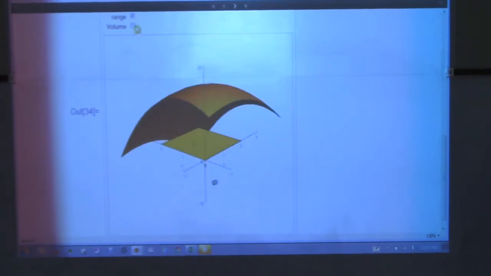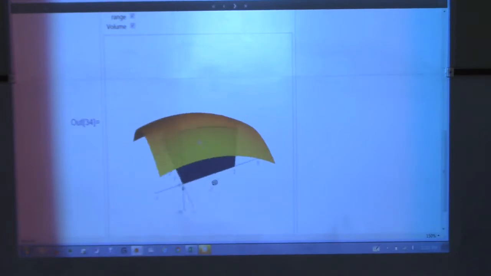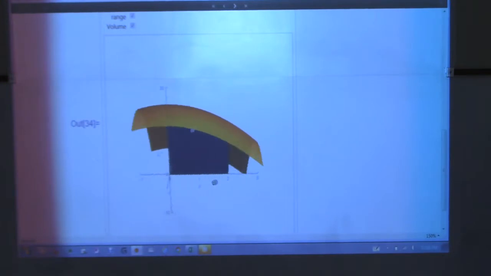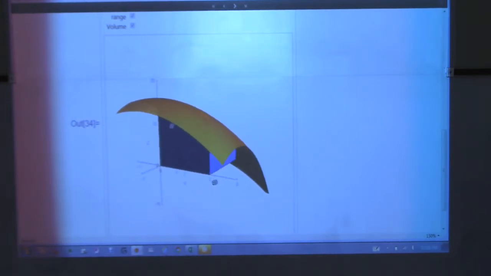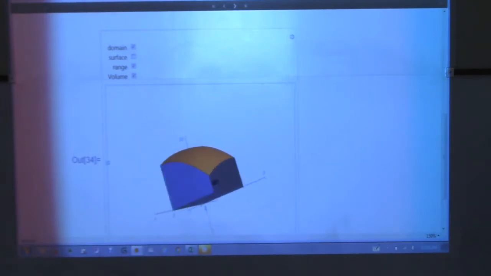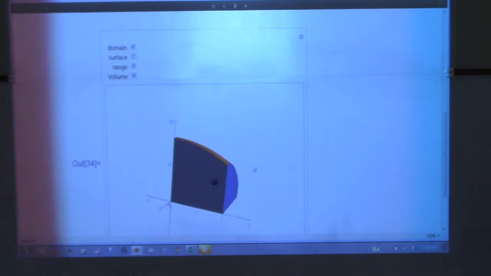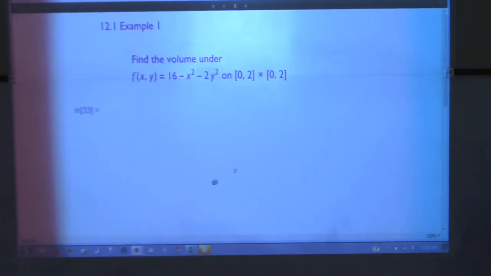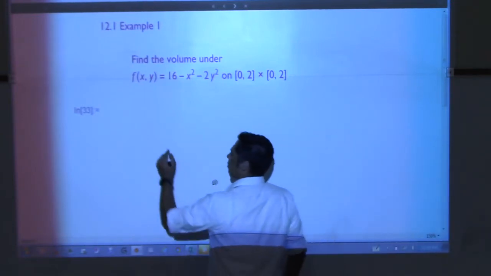And now we're looking for the volume underneath that. Boom, everything under there. What is the volume of that solid right there? That's what we want, okay? I'll take the surface out. It's a little more interesting to look at it this way. What's the volume of that? Let's do it. So this is going to be a double integral.